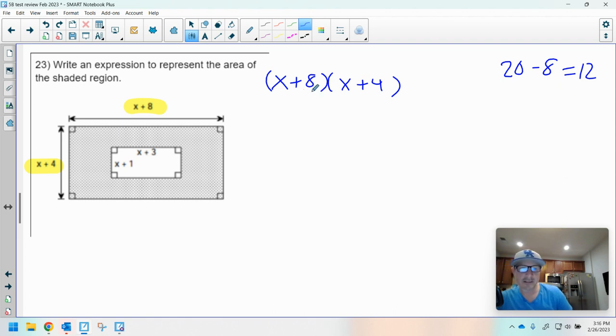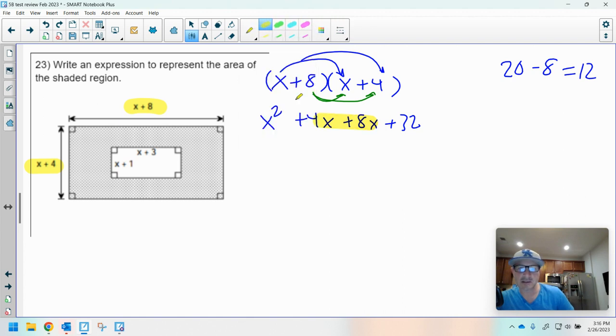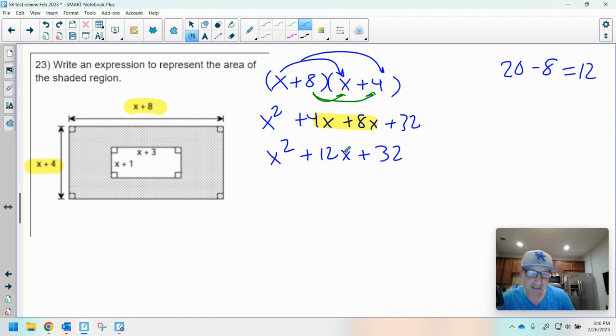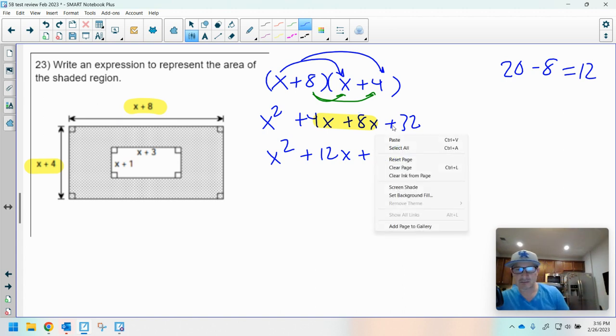We are FOILing experts. X times x is x squared. X times 4 is 4x. 8 times x is 8x. And 8 times 4 is 32. What do we have to do with the middle? We got to combine those like terms. And we get x squared plus 12x plus 32. This is the area of the entire rectangle.